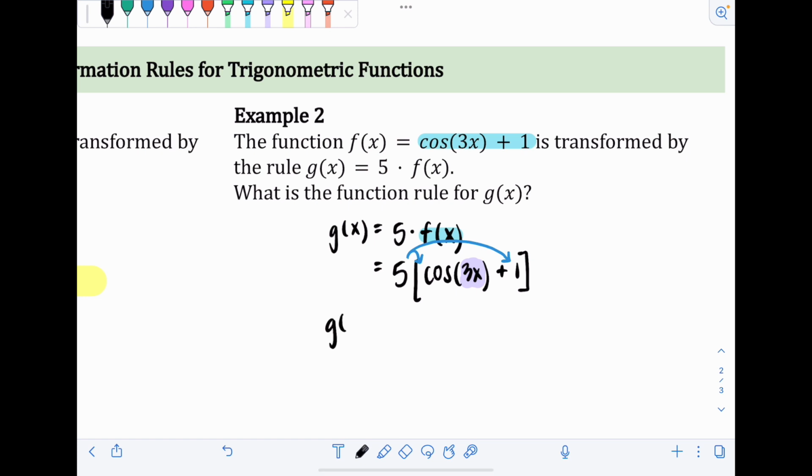So it'd be g of x equals 5 and then cosine of 3x, that's not going to change, and then 5 times 1 at the end, so plus 5. This gets forgotten a lot, remembering to multiply that 1 as well, so just be really careful about that. So it'd be g of x equals 5 cosine of 3x plus 5.